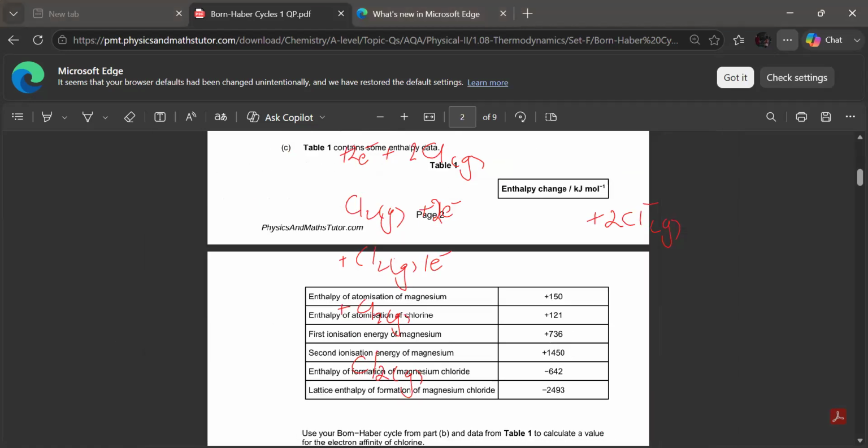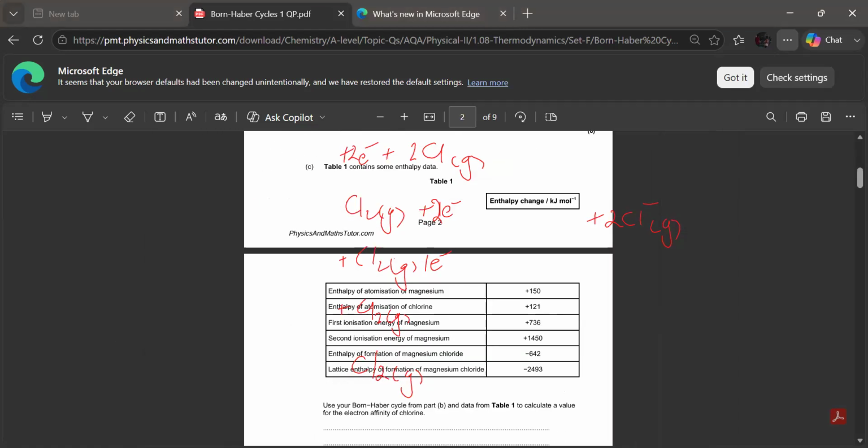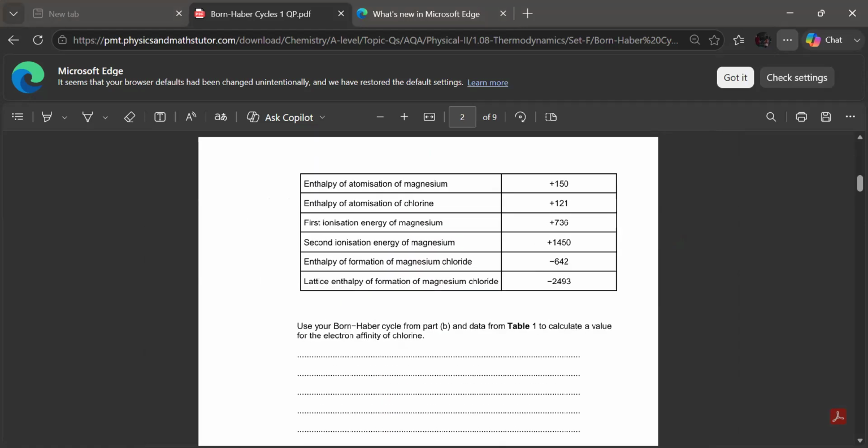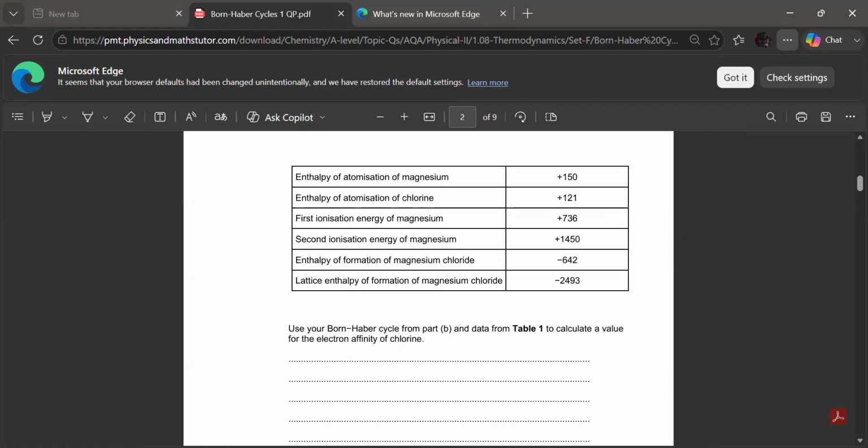And then look, our table has been given where different values are present, and we need to find out the electron affinity. So here we are not finding out the lattice energy, but another missing term, that is electron affinity. And keep in mind, this electron affinity is for 1 chlorine atom, not for 2 chlorines. In the cycle, we were having 2 chlorines, so keep in mind that at the end, you have to divide your value by 2 to get it for the 1 chlorine atom.